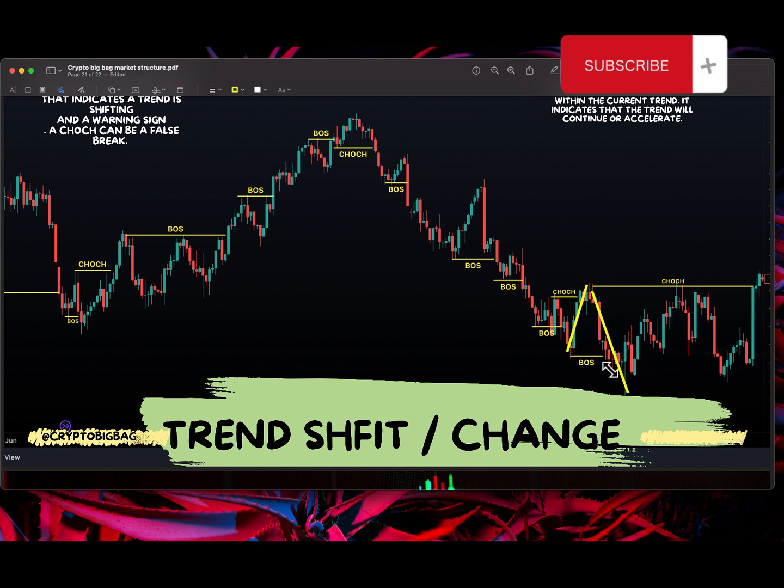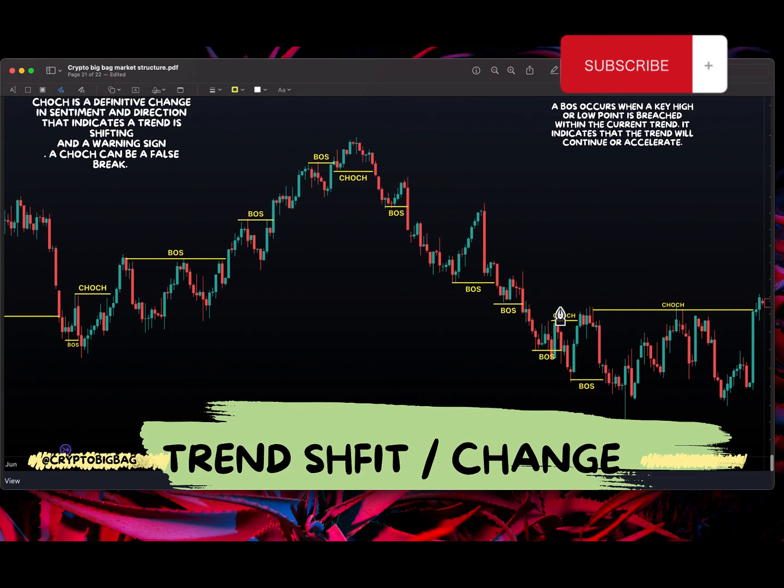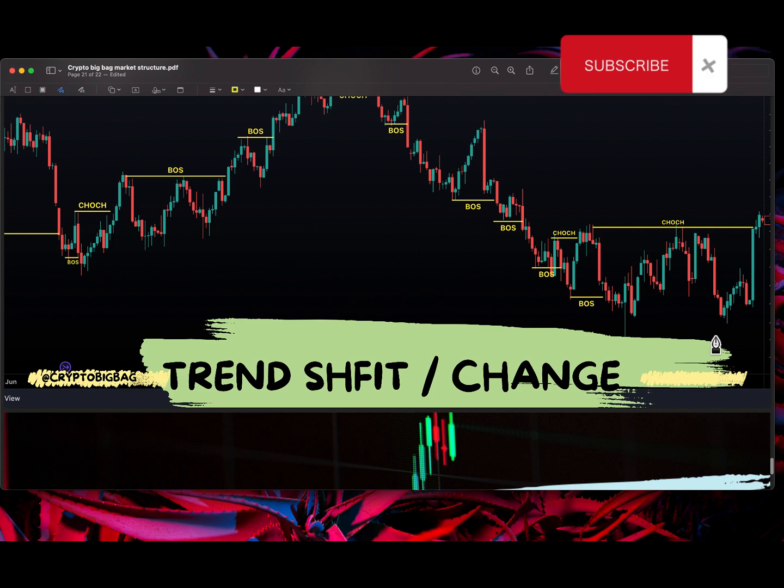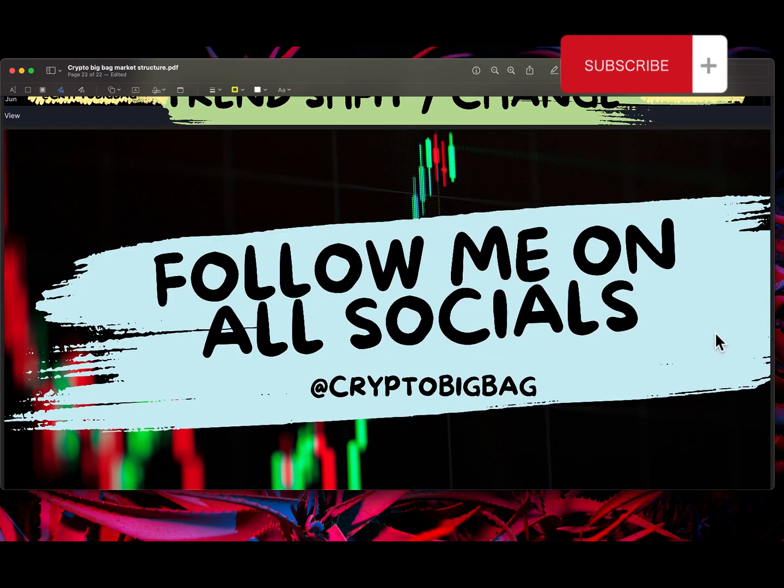Like I said, a change of character does not mean the trend has reversed. It's just a warning sign that the trend is likely to reverse, until you have a break of structure that also breaks a new high. That is when the trend has reversed. And this time, the trend continues and we went sideways for a while, then eventually changed character again to continue up. I hope you understand.